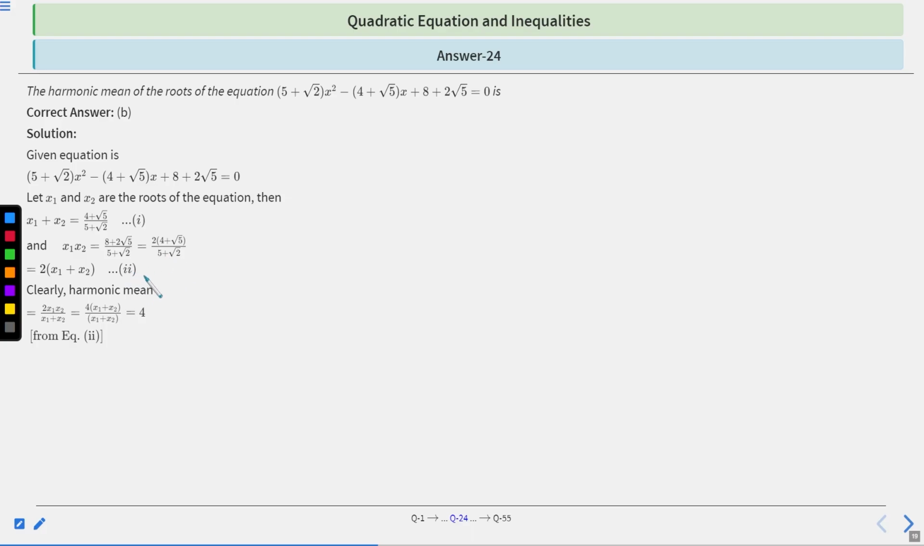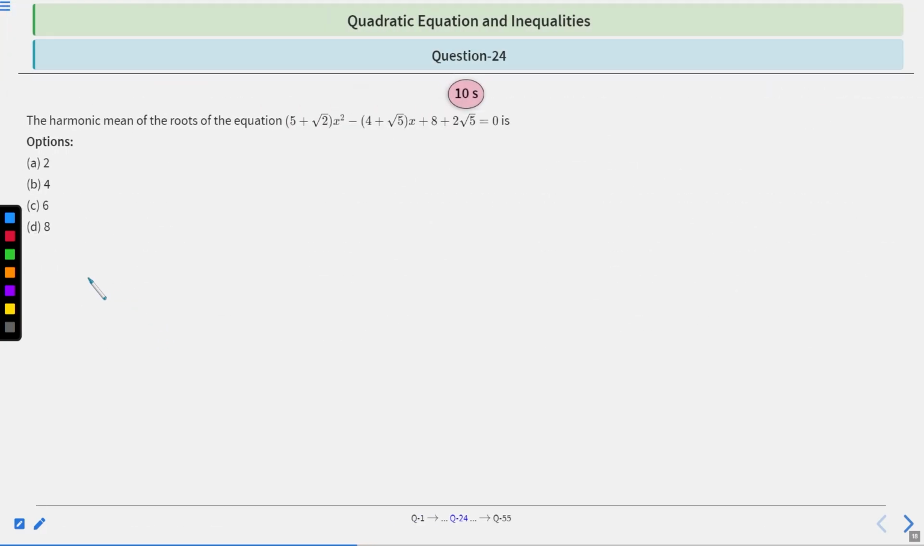So assume this as equation 2, right? Which is equal to 2 times (x1 + x2). Clearly the harmonic mean is 2x1x2/(x1 + x2), which is equal to 4 times (x1 + x2)/(x1 + x2). So the answer will be 4. I think option B is the right choice.